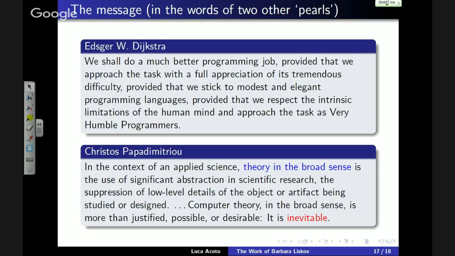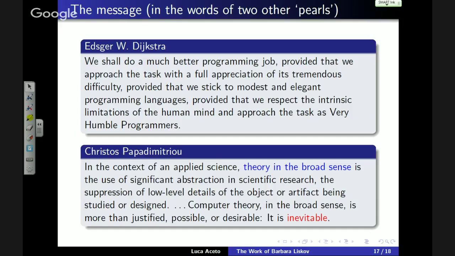Well, this is a quote from Dijkstra's Turing Award contribution, which he entitled The Humble Programmer. Basically, the bottom line is that programming is hard. We should approach it as humble programmers. We should stick to modest and elegant programming languages because our brains, human brains, actually cannot take very much more than that. And we should approach the programming job with a full appreciation of its tremendous difficulty. It's really hard. And not surprisingly, we make mistakes. It's actually surprising we get it right more often than not.